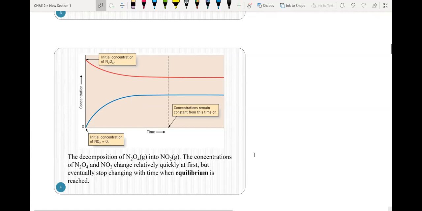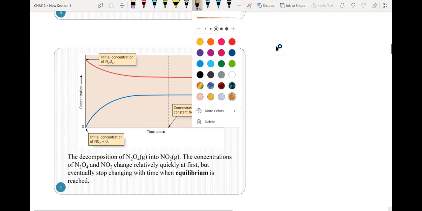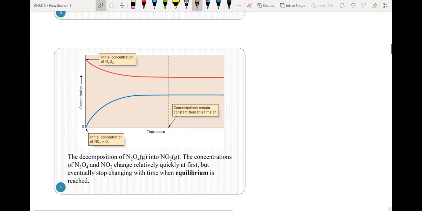So it's going to be an application of what I just did. Exactly the same, but we are going to use a different reaction. This is one of the reactions mentioned in the first lab. It is the reaction of N2O4 gas, which is colorless, to form NO2 gas, which is brown.